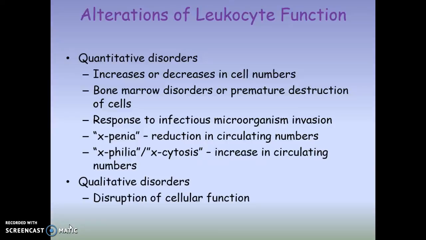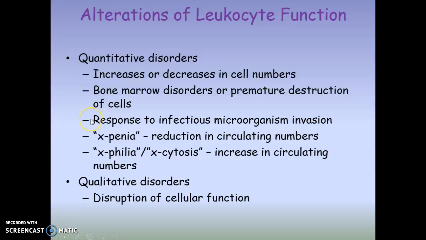So you can have alterations of leukocyte function, and this could be due to quantitative disorders as well as qualitative disorders. And remember what your leukocytes are. Those are your white blood cells. All right. Quantitative disorders, it's quantity. So there's going to be an increase or a decrease in the cell number. This could be due to a bone marrow disorder. It could be due to premature destruction of the cells. If it's premature destruction, then you're going to have a decrease. If there's a bone marrow disorder, you can have either an increase or a decrease.